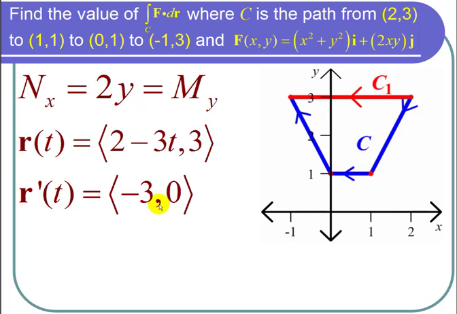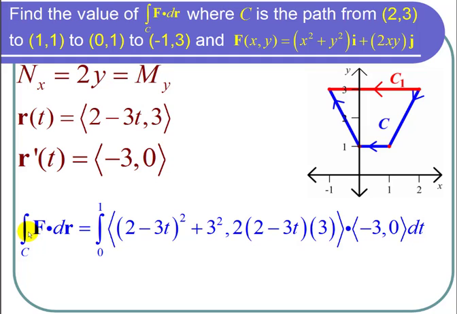So I can put this together and say that the line integral over C of f dot dr is equal to the integral from 0 to 1. Notice that when t is 0, we're at 2, like we want to be, and when t is 1, we're at -1 for x. So t really does go from 0 to 1.